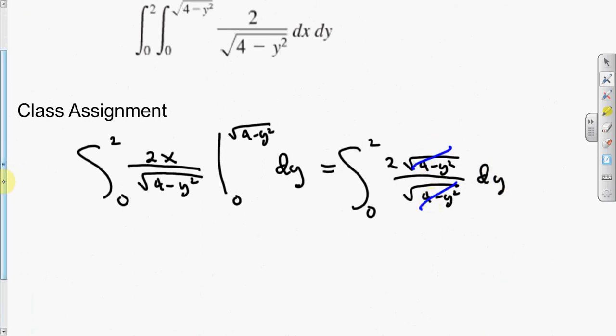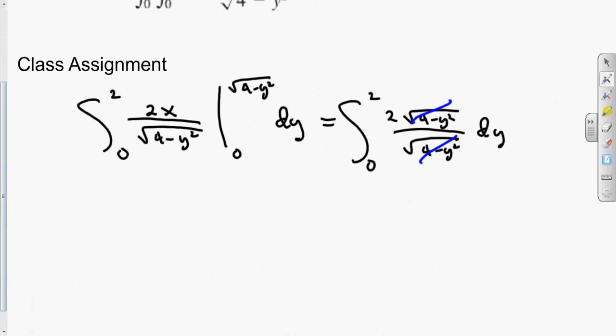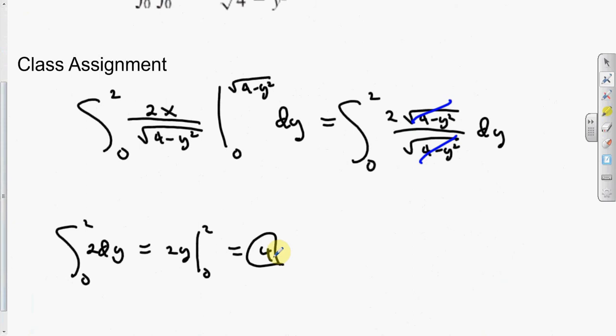So that's the trick there. Those terms cancel out. All you have left is just the integral from 0 to 2 of 2 dy. So that's just 2y evaluated from 0 to 2, just 4.